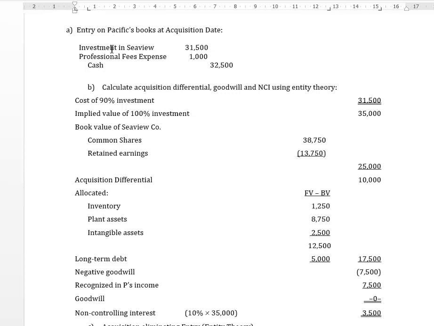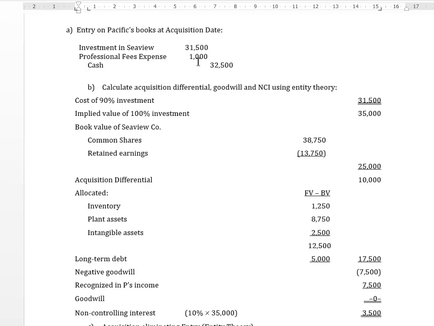So what did we do? We debit the investment in the sub, CView, for the value of that investment, $31,500. We're also going to book the professional fees expense. Don't forget there were some costs associated with doing our deal, and those costs are sunk costs. So you remember when we talked about acquisition costs for the investment, back when we discussed business combinations in a much earlier chapter, we talked about this concept. So those fees would be expensed, and we'll credit cash $32,500.